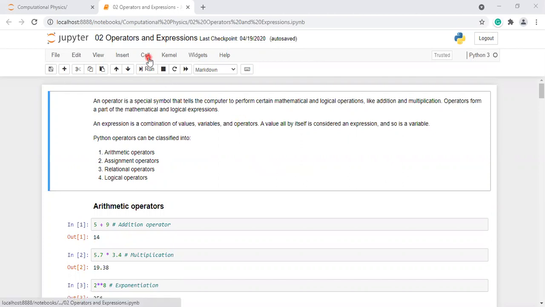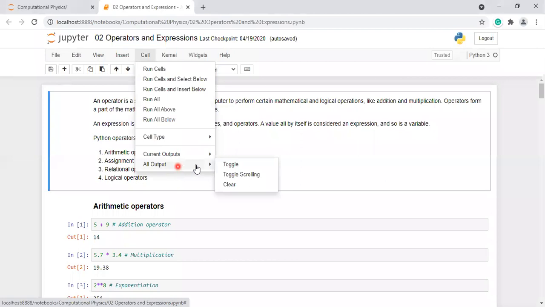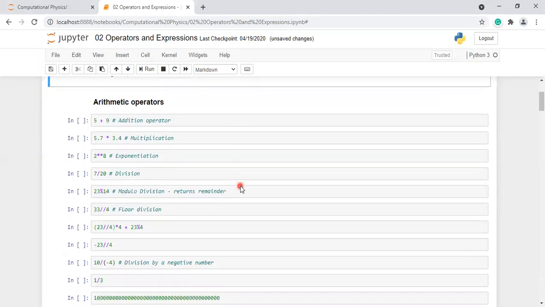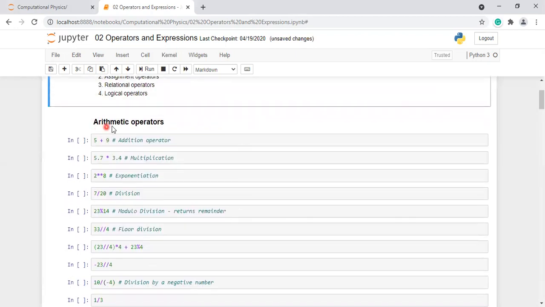So let me remove the output of all cells. This will clear the output of all cells. So arithmetic operators. Arithmetic operators are simple operators which we have learned in mathematics.